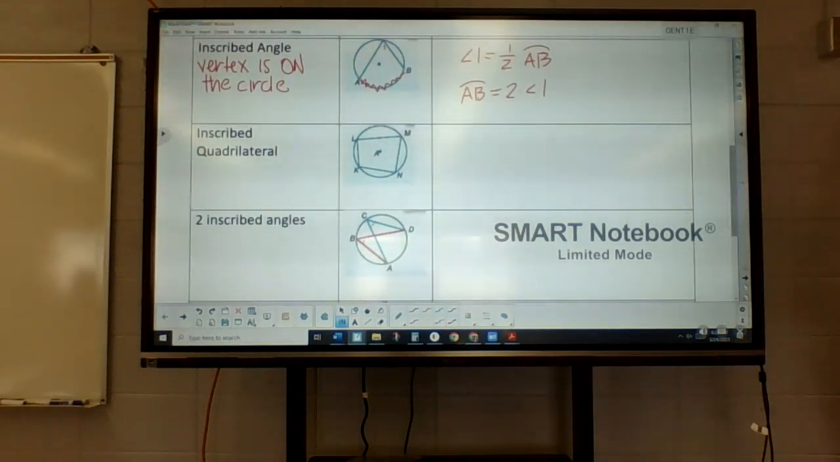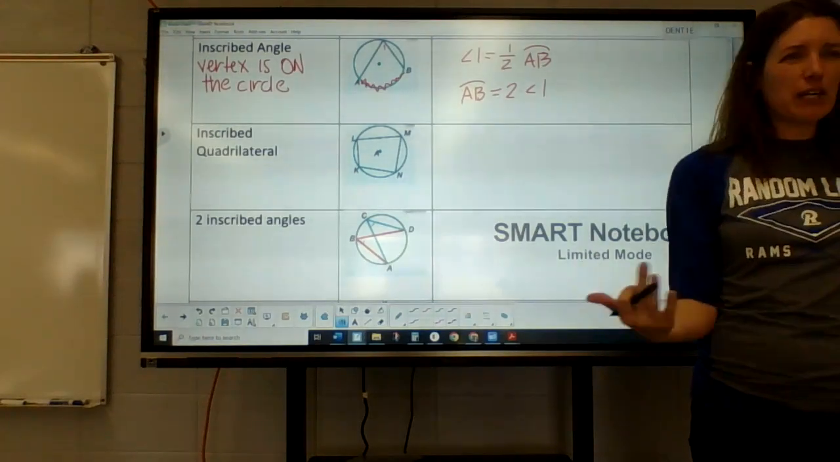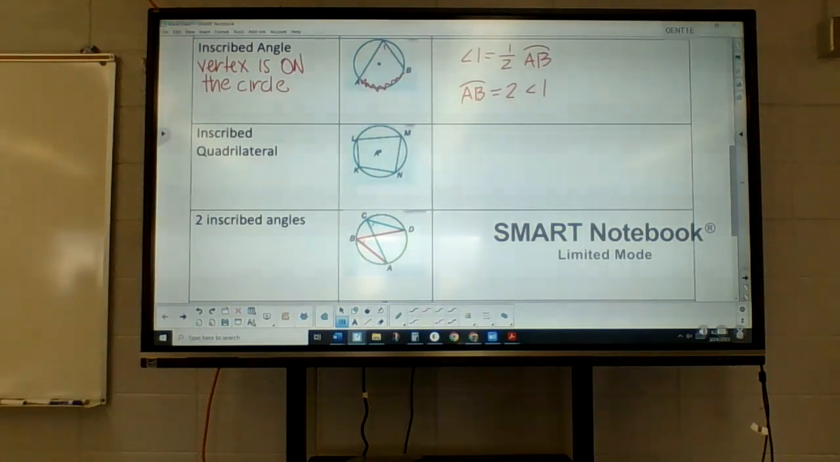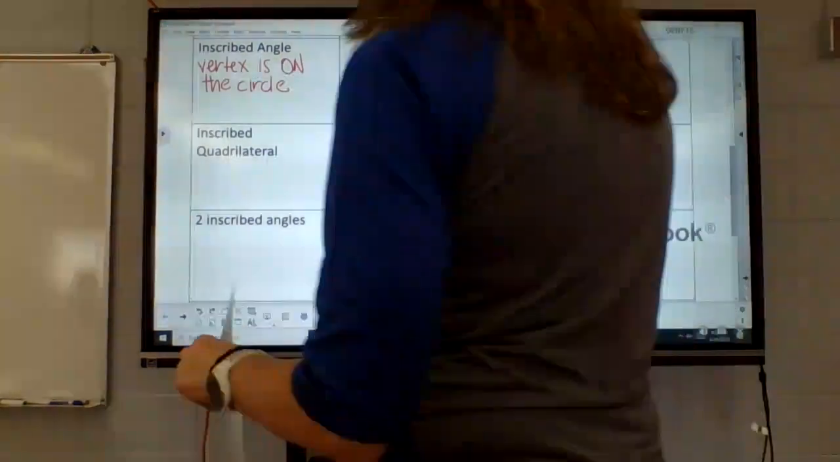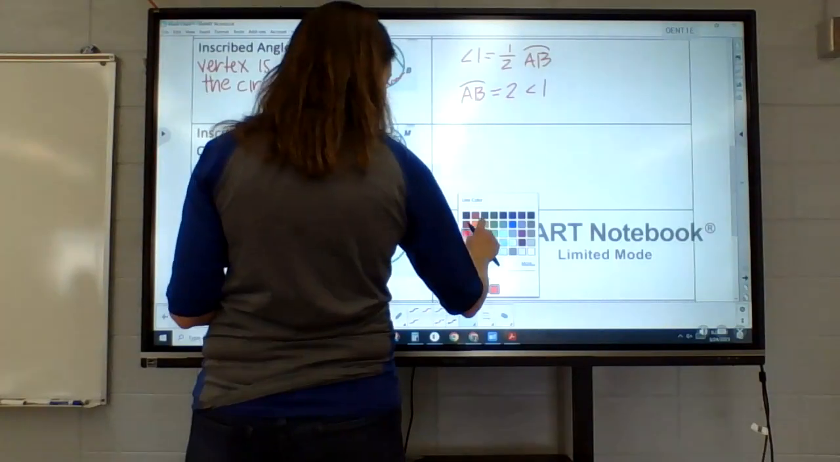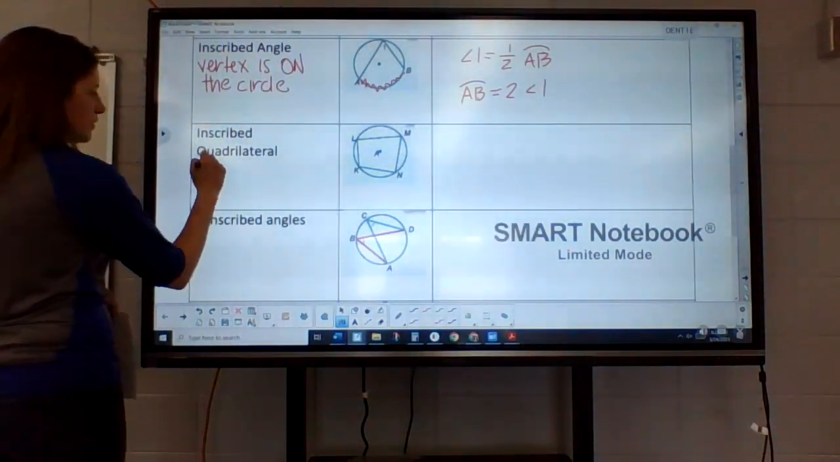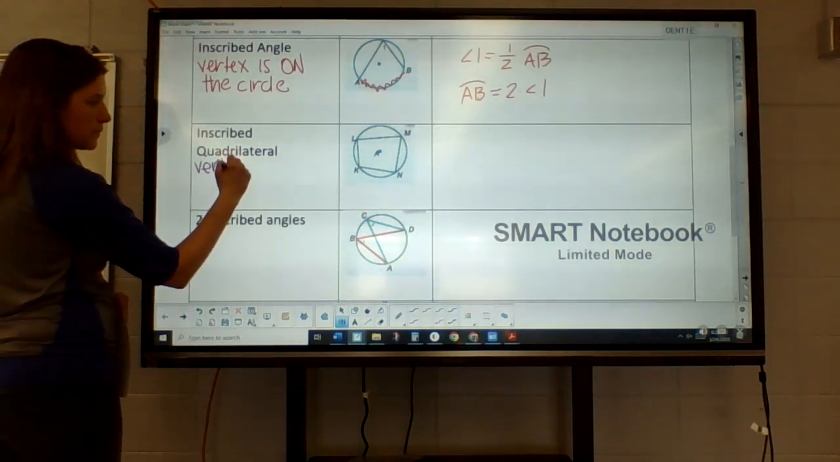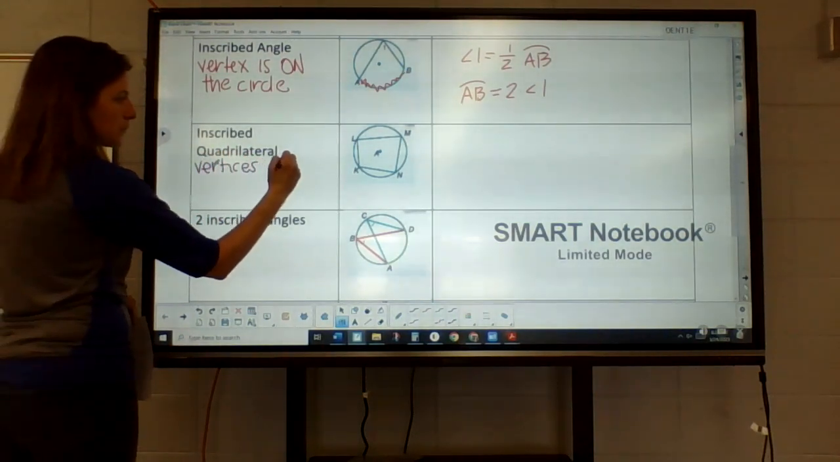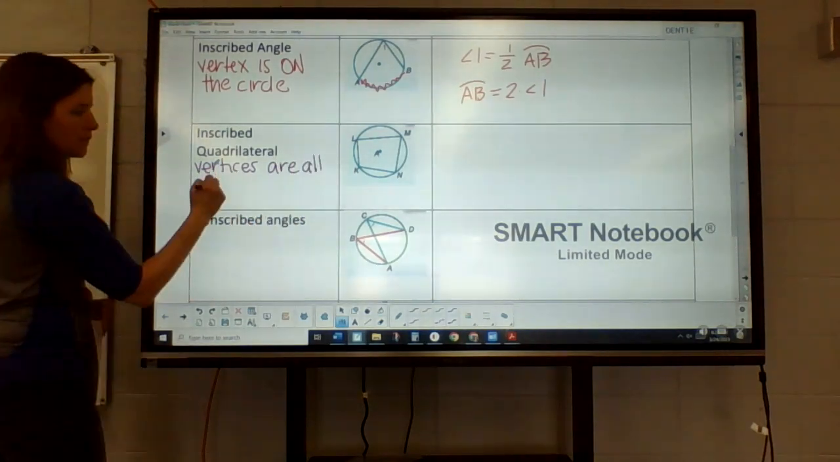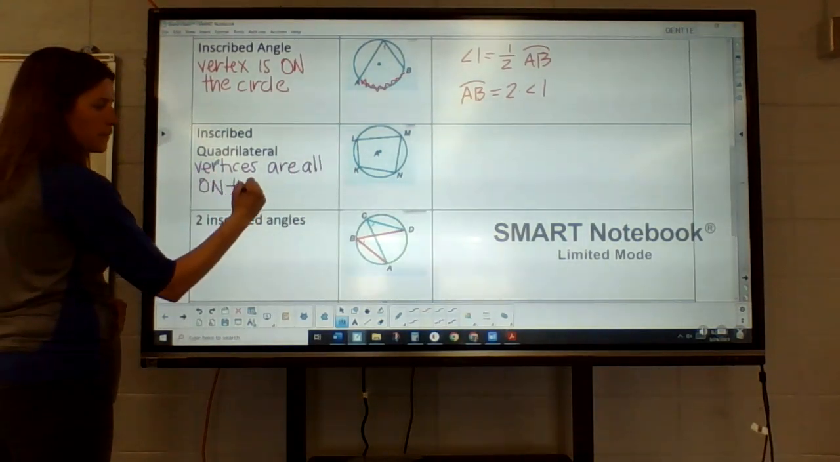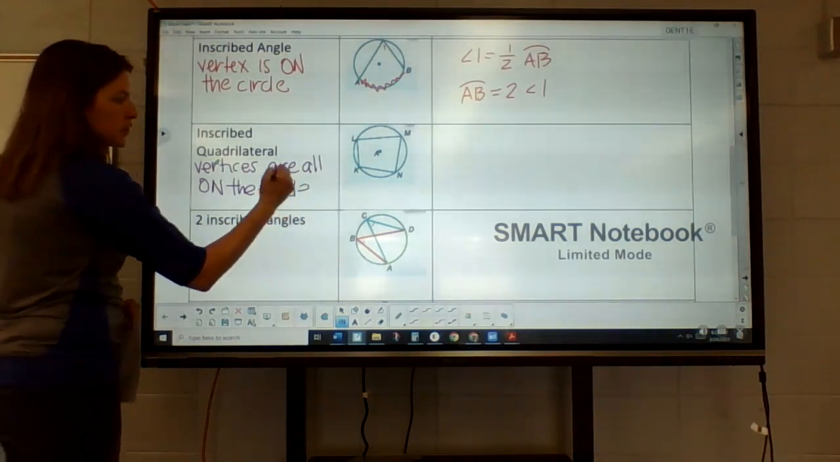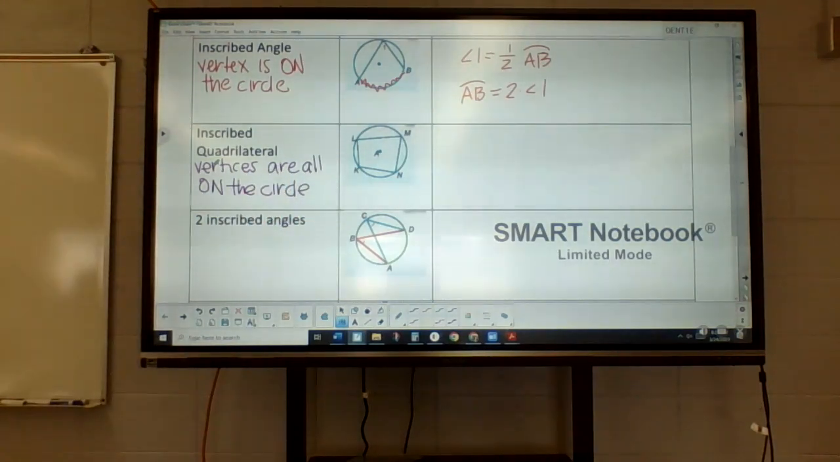We talked about an inscribed quadrilateral, and an inscribed quadrilateral is a four-sided shape. So it's only for four sides. This doesn't work for a pentagon or a hexagon or anything like that. Just a four-sided shape where all the vertices are on the circle.